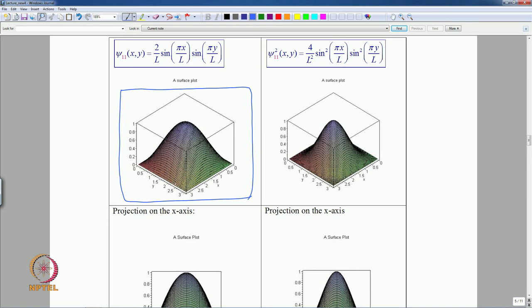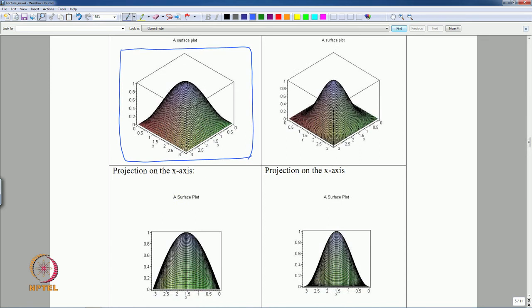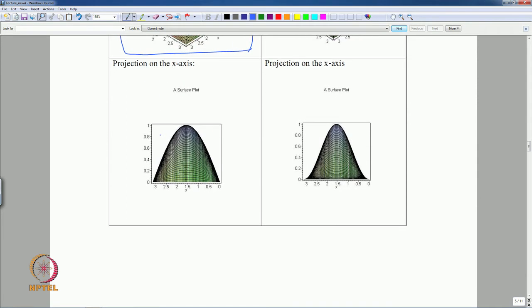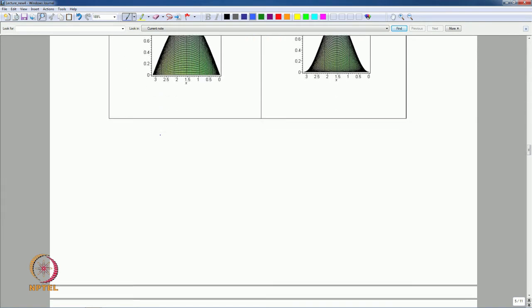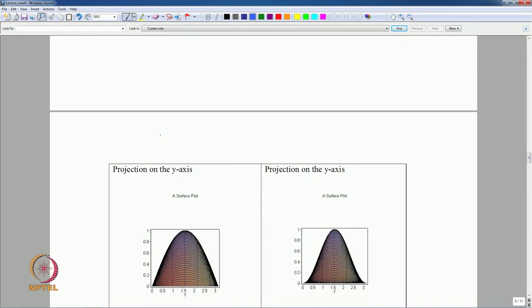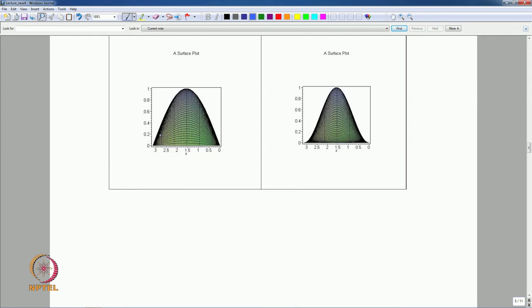It is a half wave, similar to what you had in your particle in a one-dimensional box, in the x direction, and it is also a half wave in the y direction, as you can see through the projection in the x direction here of this graph. On the y direction also you have the same thing. Identical. Okay.